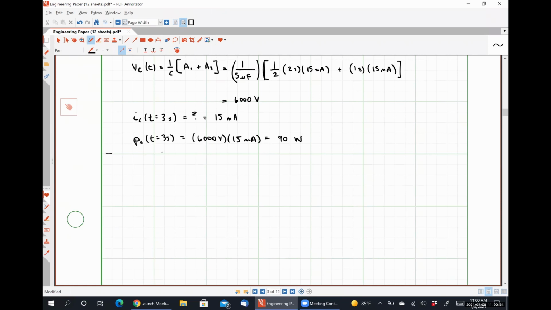So let me draw a line here, and we're going to talk about one other brief little topic having to do with capacitors. I'm going to write that equation down. IC of t is equal to C dV by dt.